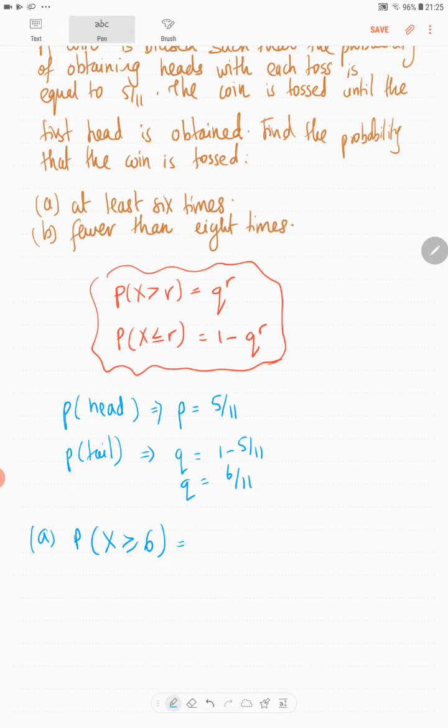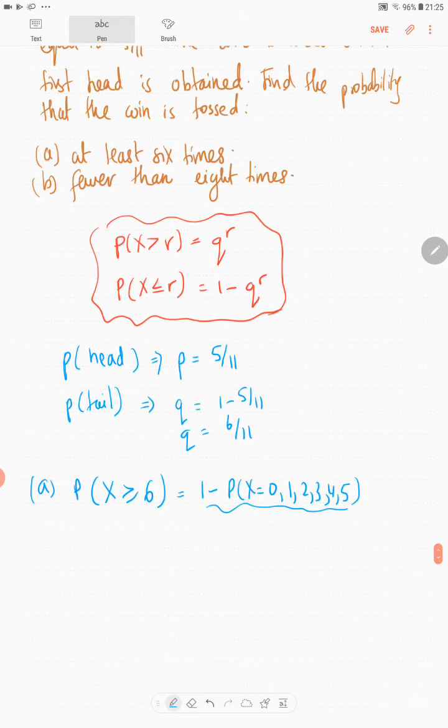One way to calculate this probability is by taking 1 minus the probability X is equal to 0, 1, 2, 3, 4, 5. So this is one way that we can obtain the required probability. It is quite easy. It can be calculated easily. But there is an easier way. We can use this result, but here we have greater or equal to. In the result we have only greater, strictly greater.